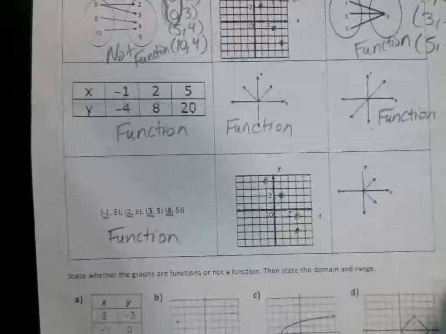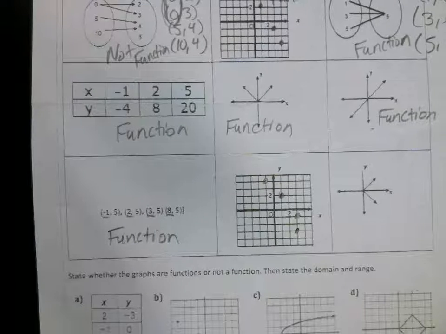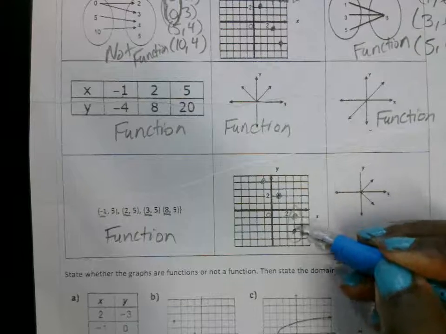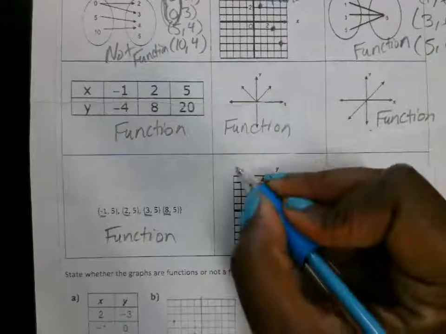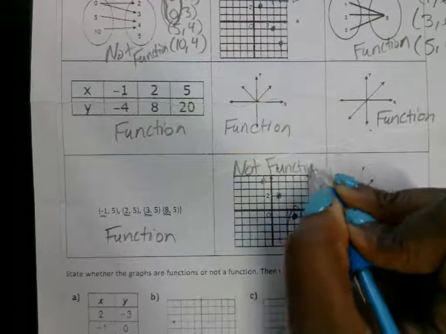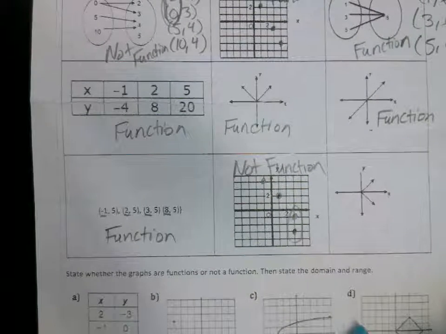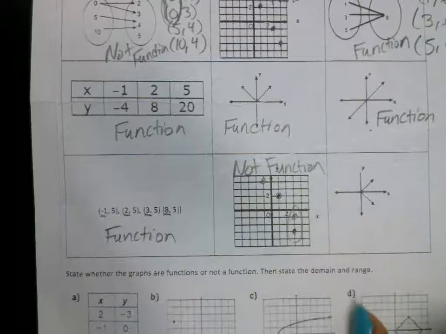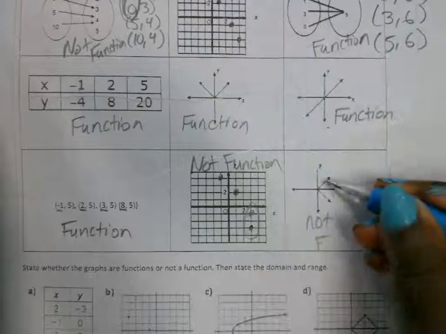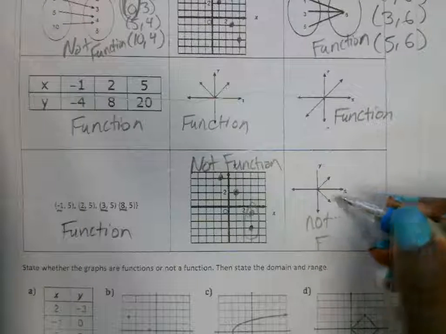Function or not a function? Not a function. Why? Because these two dots that are lined up with each other have the same x value. So this is not a function. It fails the vertical line test. What about this one? Not a function. It fails that vertical line test. These x values are the same.